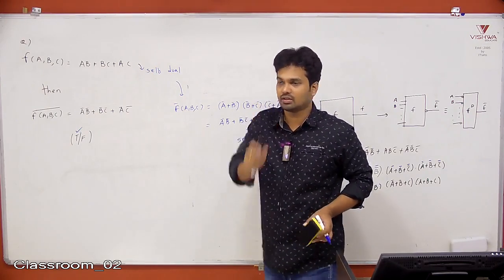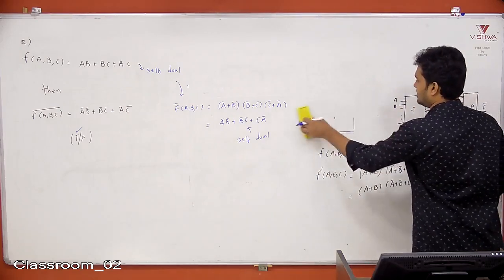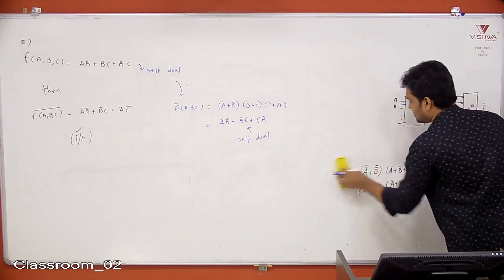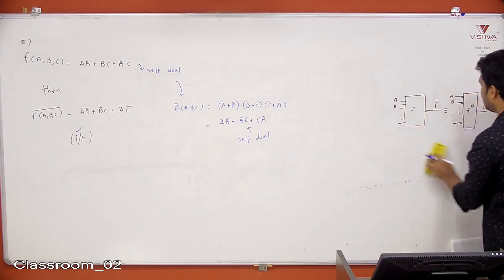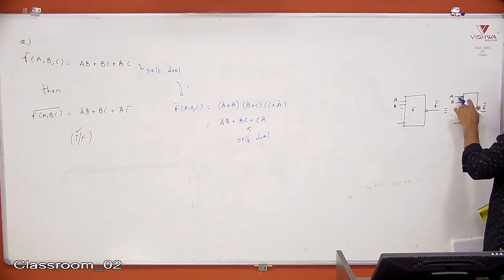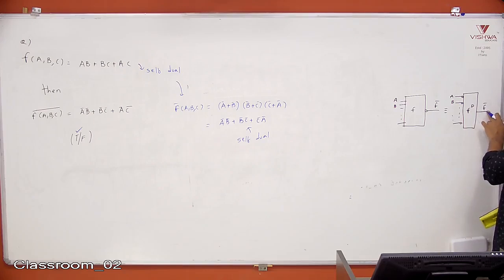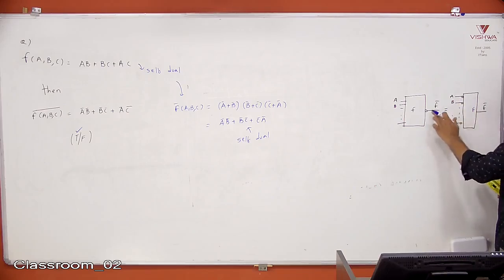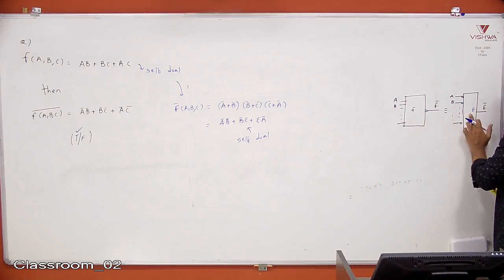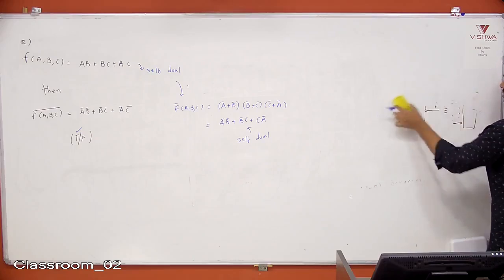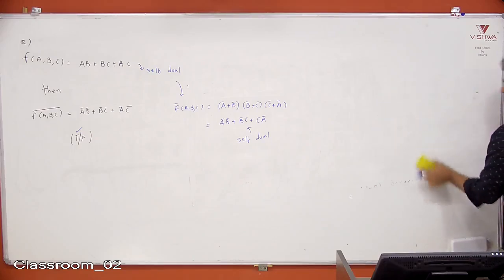For example, see here. No need to copy, just remember this. Previously what we have done is F bar equals input complement dual. But here no need to take the dual, because F dual is equal to F, because it is a self-dual expression. Directly you complement the inputs or outputs, both will give you the same. That is what we discussed as a self-dual expression. No need to copy this part. Just copy that.